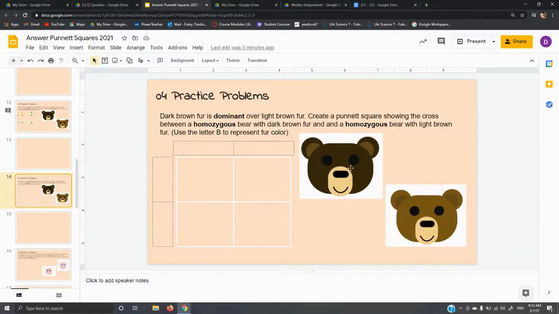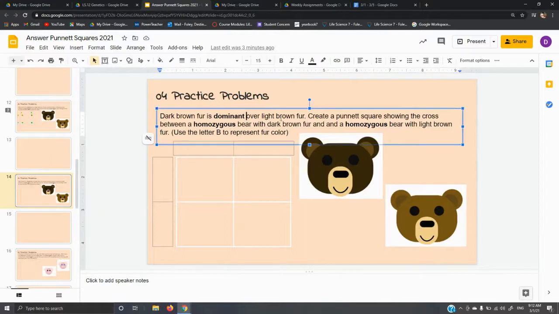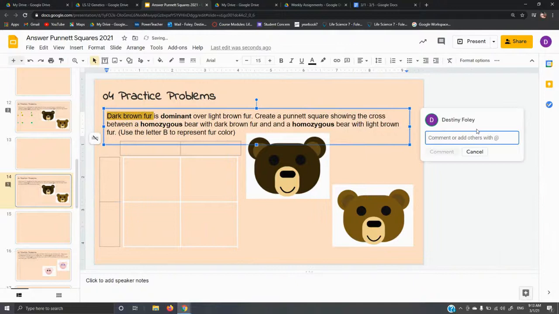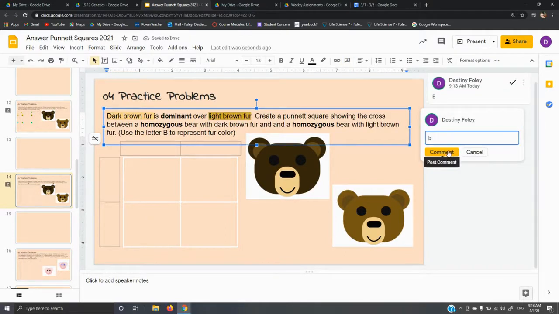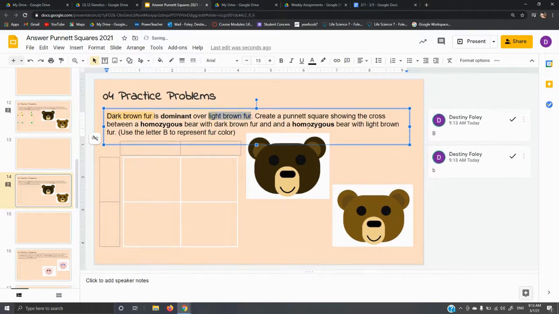Slide 14. You're crossing another dark brown bear with a light brown bear. Let's read and see what exactly are their alleles. Remember that dark brown fur is dominant, which means that it's represented by the capital letter, and that the light brown fur is recessive, which means it's represented by a lowercase letter. You're going to create a Punnett square showing the cross between a homozygous bear with dark brown fur. Remember, homozygous means they have the same alleles. And a homozygous bear with light brown fur.